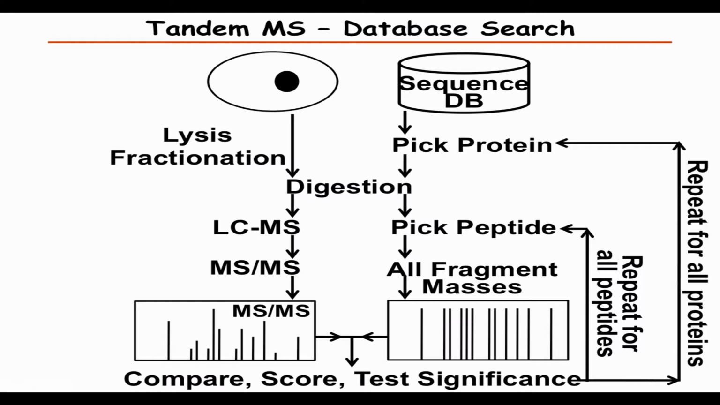So we repeat this for all the peptides and for all the proteins. And then we get a long ranked list for all the peptides for each MS-MS spectrum. And then we filter out, so we just pick the ones that are significant.